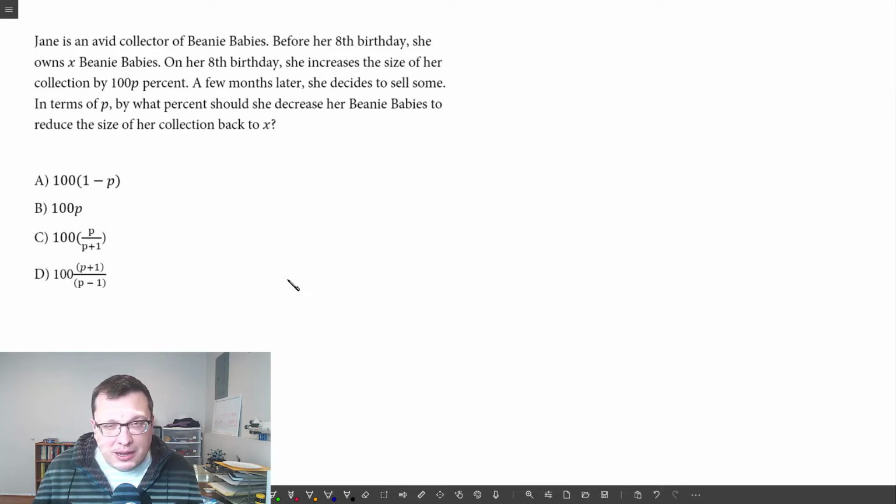Welcome to this week's challenge problem. We have a pretty tricky percent change problem on deck this week.